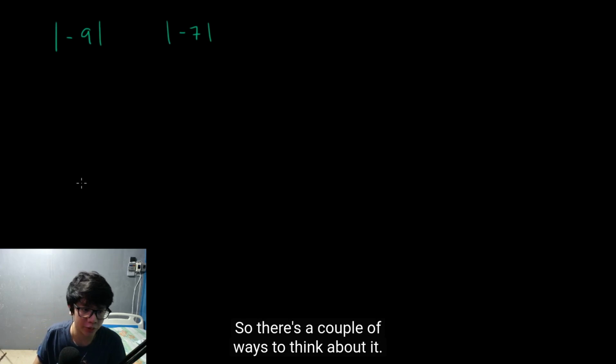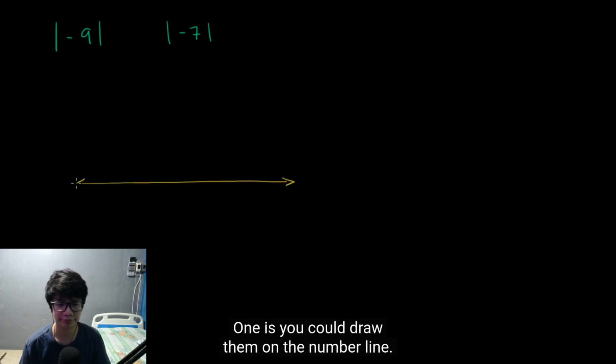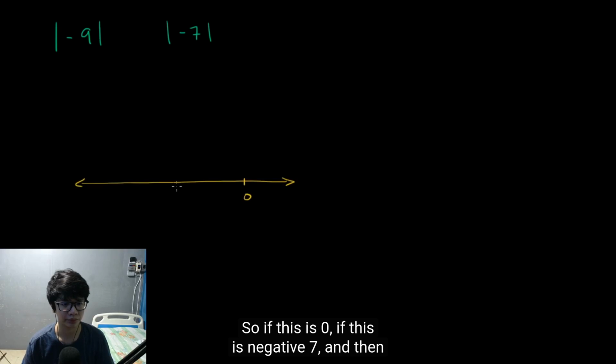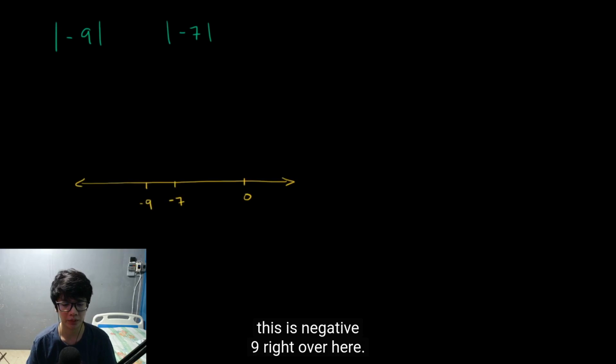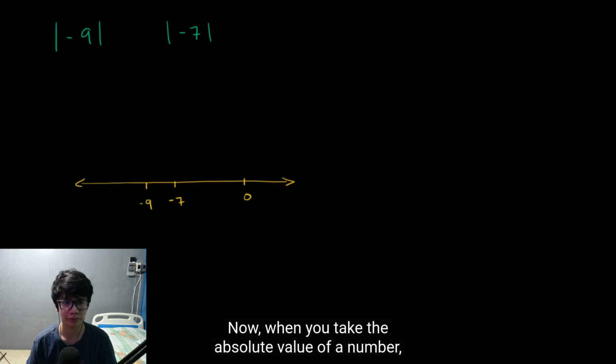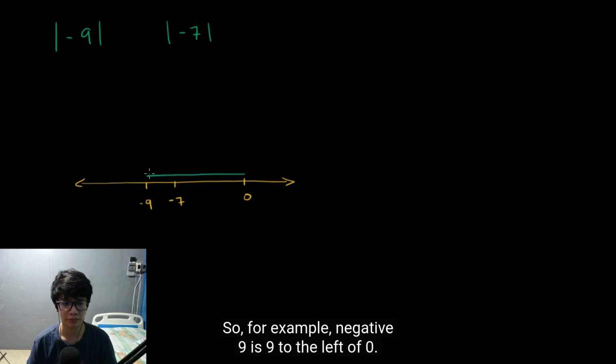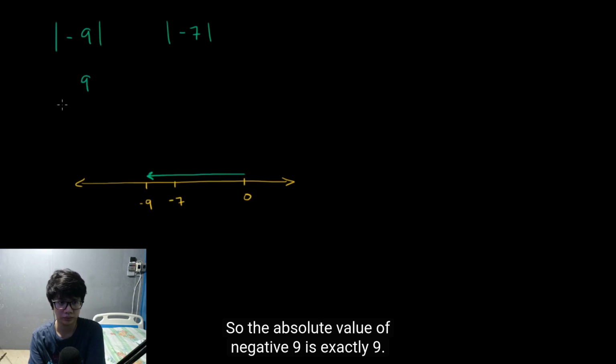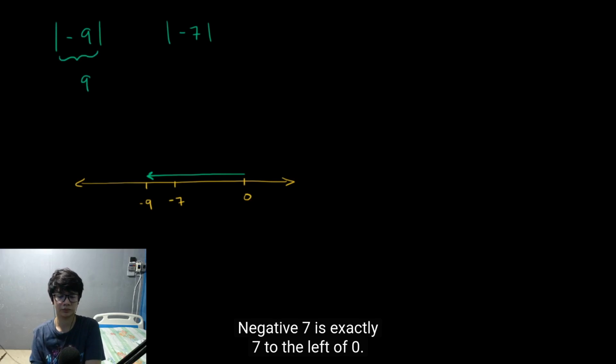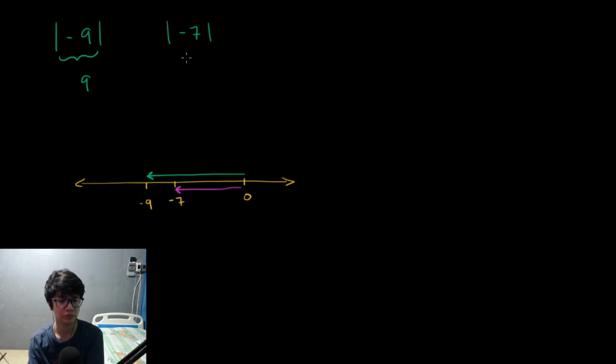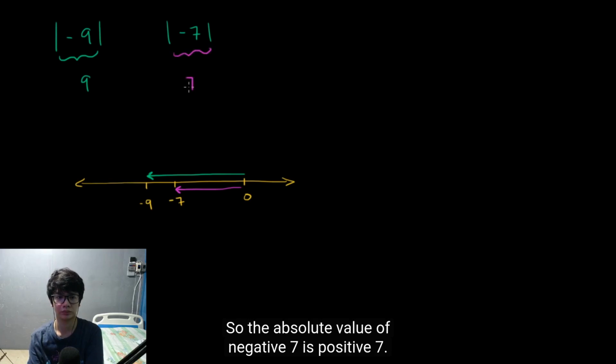There's a couple of ways to think about it. One is you can draw them on the number line. So if this is 0, this is negative 7, and this is negative 9 right over here. When you take the absolute value of a number, you're really saying how far is that number from 0, whether it's to the left or to the right of 0. Negative 9 is 9 to the left of 0, so the absolute value of negative 9 is exactly 9. Negative 7 is exactly 7 to the left of 0, so the absolute value of negative 7 is positive 7.